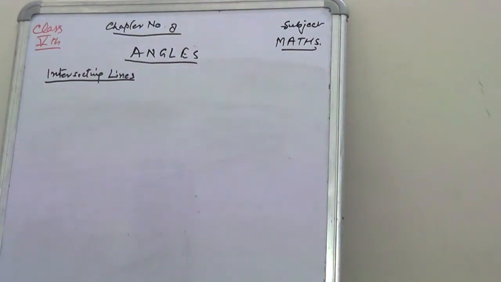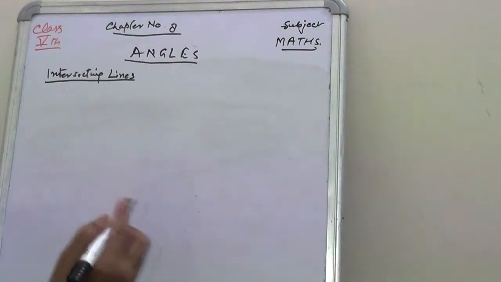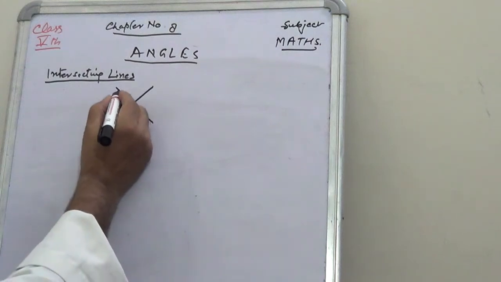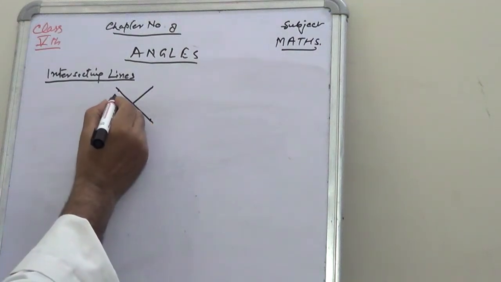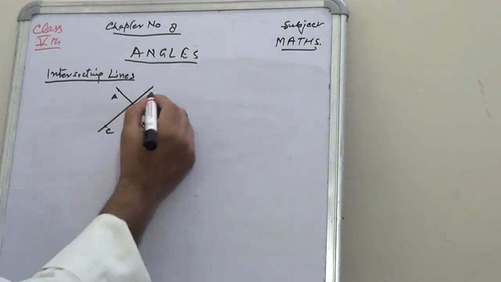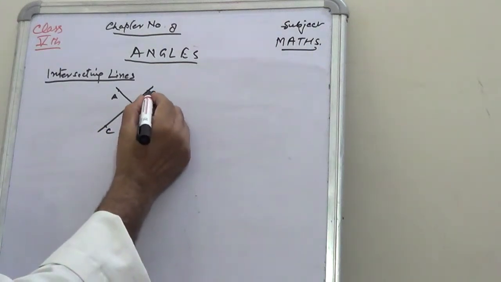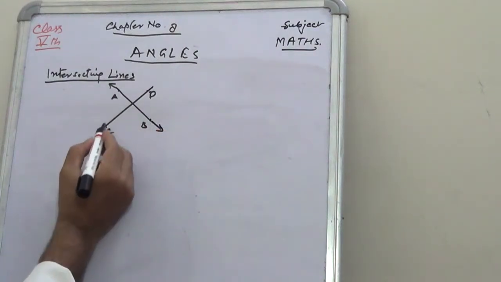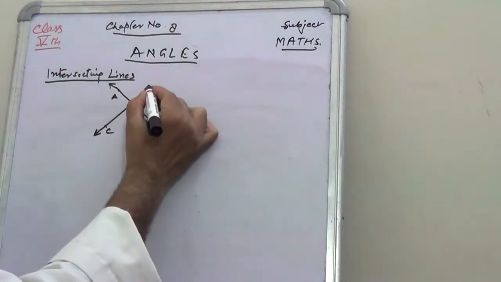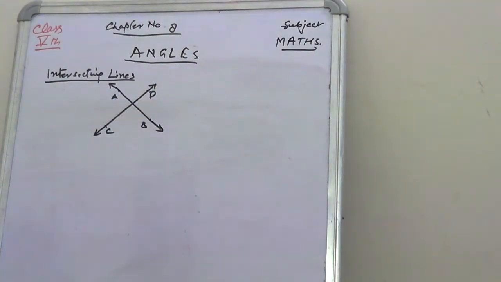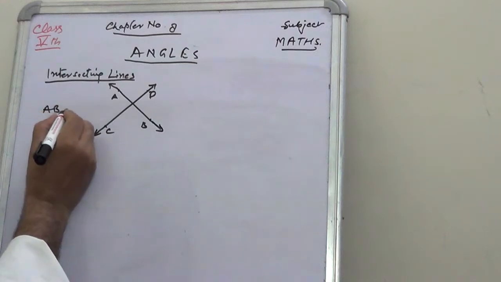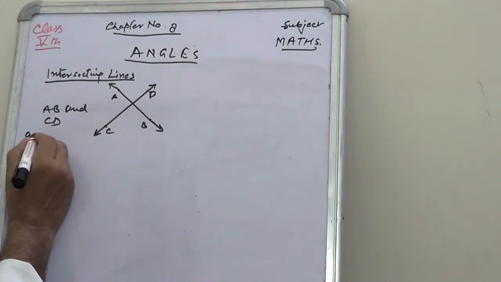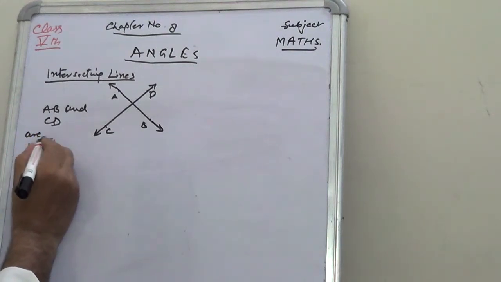Children, intersecting lines are those lines which cross each other. These are called intersecting lines because they are crossing each other. A, B, C, D, because these are lines, they are represented as having arrows on their heads. These are intersecting lines: AB and CD are intersecting lines.